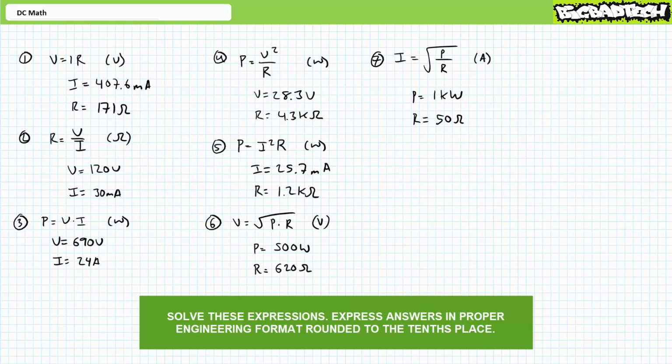For example, problem 1 is an alternate permutation of Ohm's law, asking to solve for voltage in units of volts given known current in units of amps and resistance in units of ohms. Enter amps and ohms into the calculator using proper engineering format, and then just read the results in units of volts. Express all answers in proper engineering format, rounded to the tens place. By all means, pause the lecture and try this on your own. If you're tracking, you should have obtained the following results.